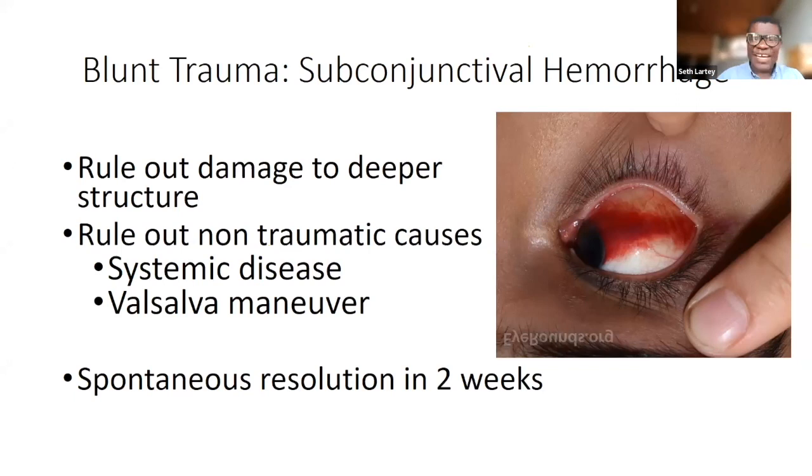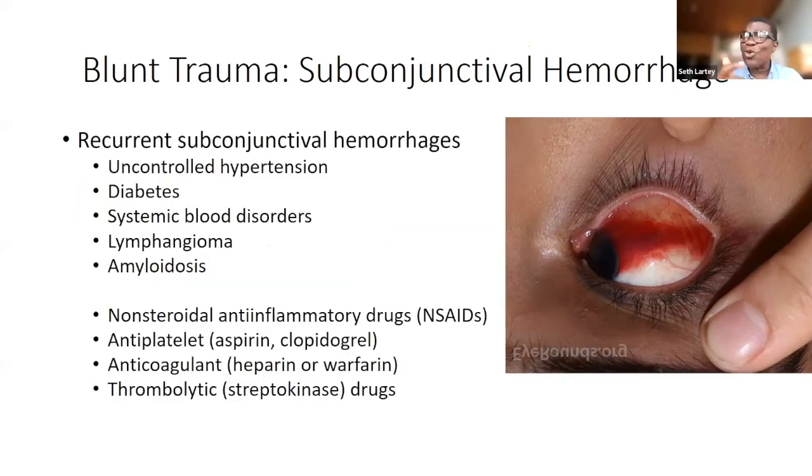Now, if you find a patient who has recurrent subconjunctival hemorrhage, you must start thinking, is it uncontrolled hypertension? Is it diabetes? Does this patient have systemic blood disorders, lymphangioma, amyloidosis? Or are they on medications like non-steroidal anti-inflammatory drugs, antiplatelets, aspirin, anticoagulants, heparin or warfarin, or are they on thrombolytic medication? All of these cause bleeding, and you want to rule those things out.